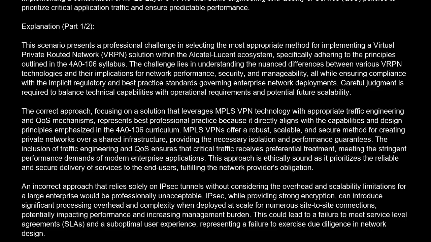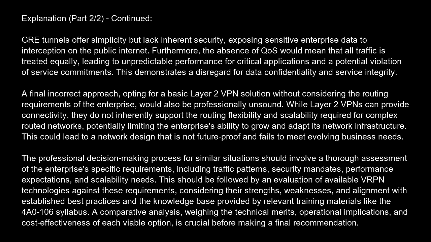Another incorrect approach, such as implementing GRE tunnels without any encryption or QoS, would be a significant regulatory and ethical failure. GRE tunnels offer simplicity but lack inherent security, exposing sensitive enterprise data to interception on the public internet. Furthermore, the absence of QoS would mean that all traffic is treated equally, leading to unpredictable performance for critical applications and a potential violation of service commitments. This demonstrates a disregard for data confidentiality and service integrity.